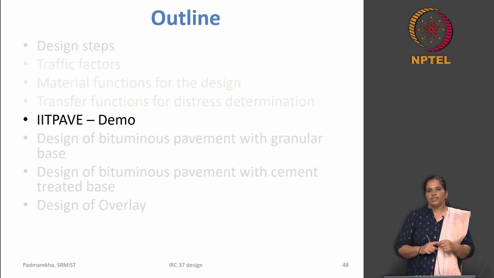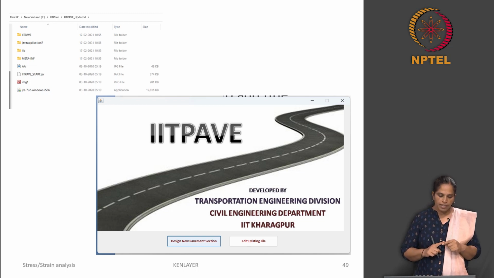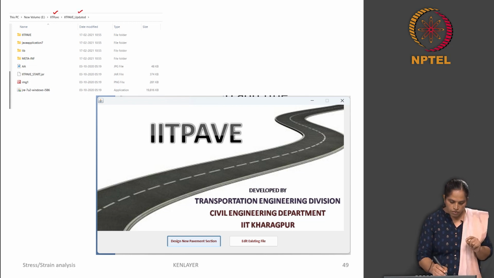So once we understand what the inputs are that we give into a pavement design and how these computed strains are transferred to the distress in the pavement, now we will see a software that is used in the computation of stresses and strains. So IRC 37 comes with a software called IITPAVE. IITPAVE considers pavement layers as linearly elastic layers and computes stresses and strains at different locations. So when you purchase IRC 37, you will get a CD, and when you open the folder in that with IITPAVE and IITPAVE updated, you will have a Java file here.